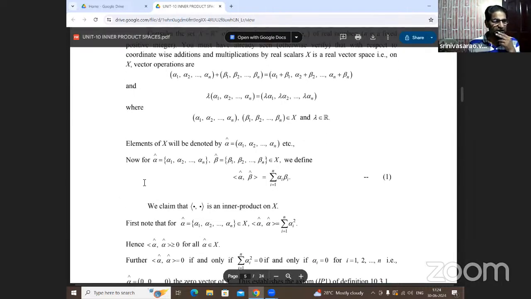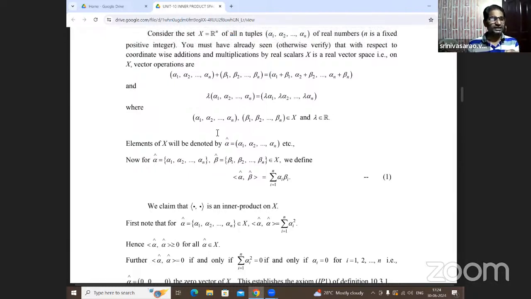Now we must prove whether this set of n-tuples of real numbers is an inner product space or not. According to the definition of an inner product space, first of all, positiveness. The inner product of alpha and beta can be written as a summation with i varying from 1 to n, because it consists of n-tuple elements. The alpha i values mean alpha 1 up to alpha n.